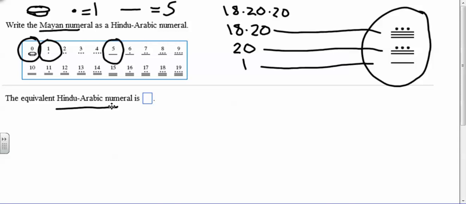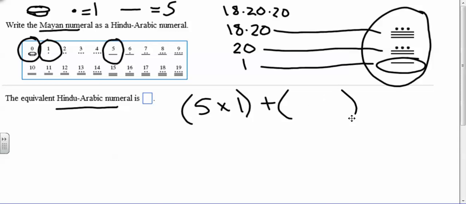So starting with the smallest place value, there's a 5 in the ones digit. That means we have 5 times 1, 5 ones. Plus, we go to the next place value, which are the 20s. How many groups of 20 do we have? Well, we have 5 plus 5 plus 3 ones. Or you could look in the table, 5 plus 5 plus 3 ones is 13. So we have 13 groups of 20.